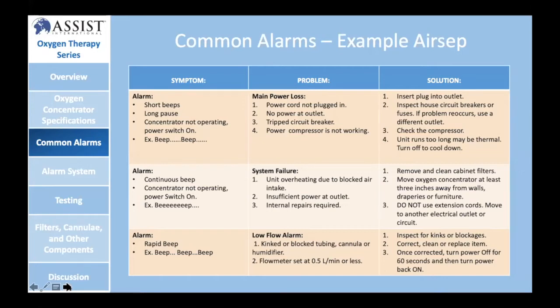Another thing that you can consider is moving the oxygen concentrator away from the walls and draperies or furniture, at least 3 inches away. If you end up putting the oxygen concentrators really snug against a wall, it can block the free flow of air into the unit, and the unit has to work extra hard to pull more air in, and that can cause overheating.